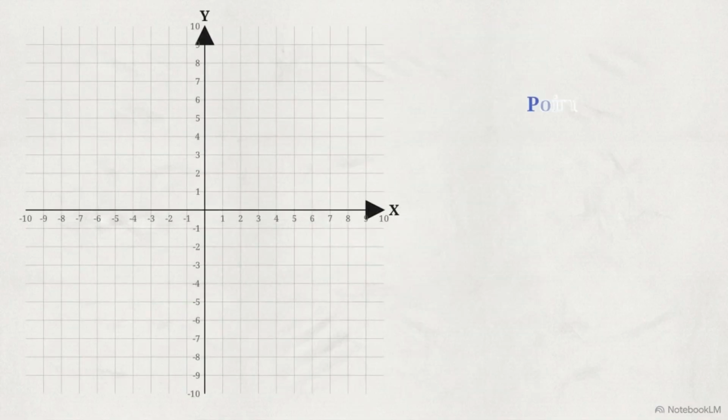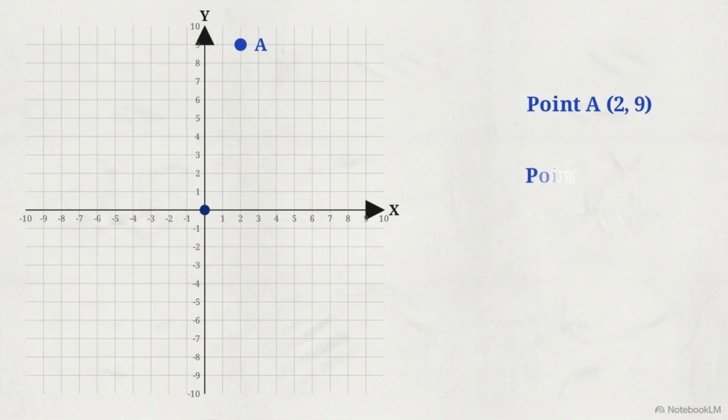Let's plot the first point in our sequence, point A, whose coordinates are (2, 9). Start at the origin, move 2 units to the right, then count 9 units up. Mark that spot. It is important to remember the order. If you move up 2 and then right 9, you end up in the wrong position. Always find your x value first, then your y.